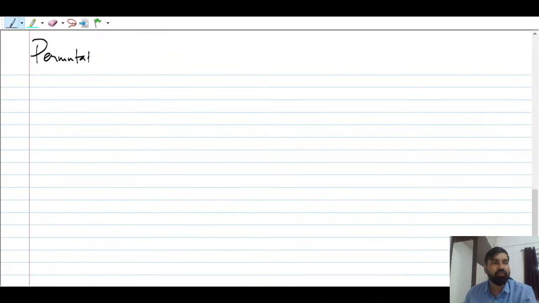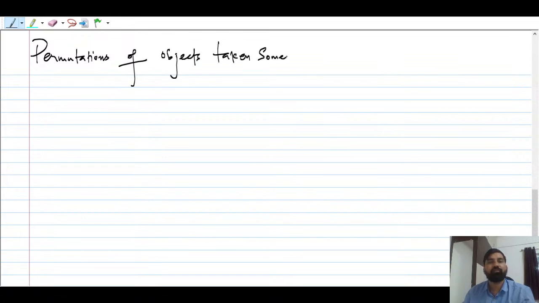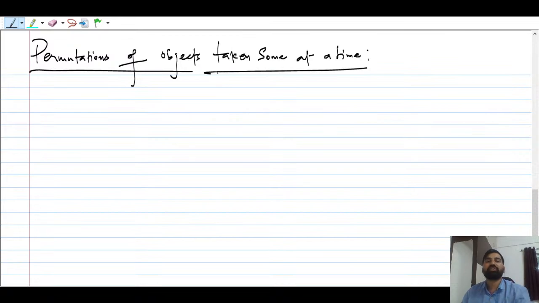Permutation of objects taken some at a time, right? Taken some at a time. Okay, so this is permutation of objects taken some at a time. So this is a very important concept, right?